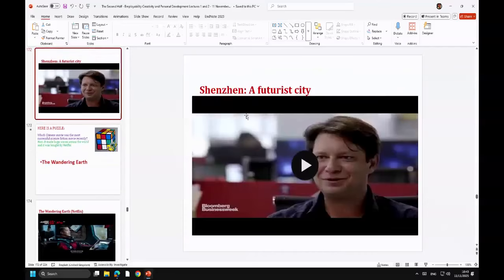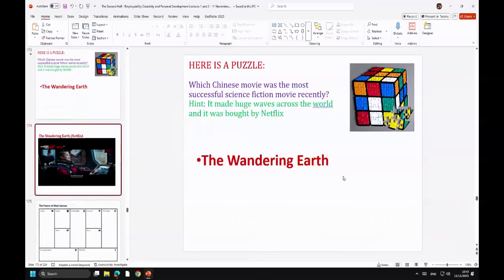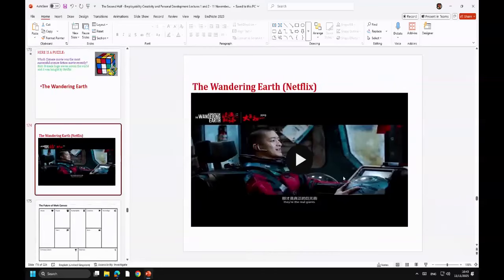So you can watch the documentaries on Shenzhen. Shenzhen is the world's fastest city. It's a futurist city. Why? You can learn more about Shenzhen and its technological marvel. They are really living 30 years in the future, yeah? How do they do it? Learn more. And Chinese science fiction movies. This is a Chinese science fiction movie. Watch them.